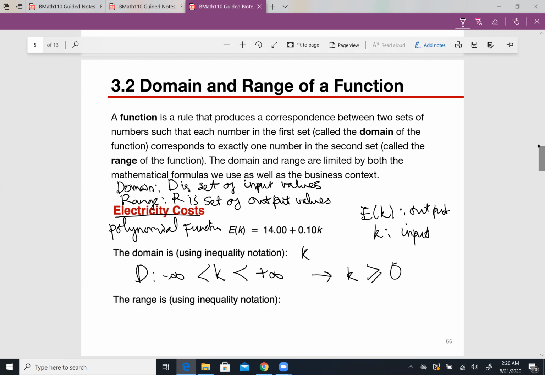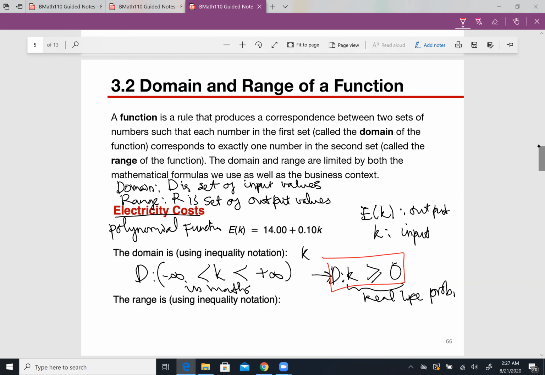Okay, so this one is just in mathematics, but this is because it's a real life part. So remember that we have to have K greater than or equal to 0 as the domain of this, which is the answer of this part.